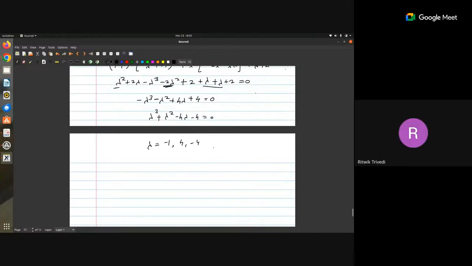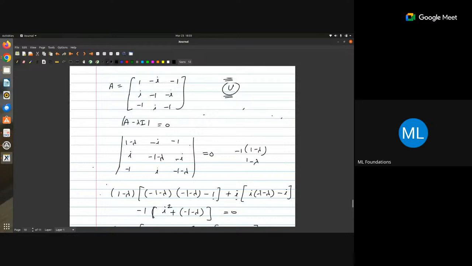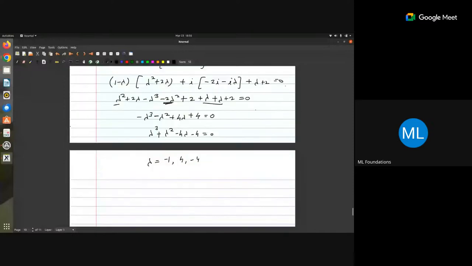So the final answer for this one, right? Then, okay. No, then again you have to plug in the values here, right? Yes, to find the eigenvectors of A. So I'll do it for one maybe. Minus one will do. So for lambda equals minus one.